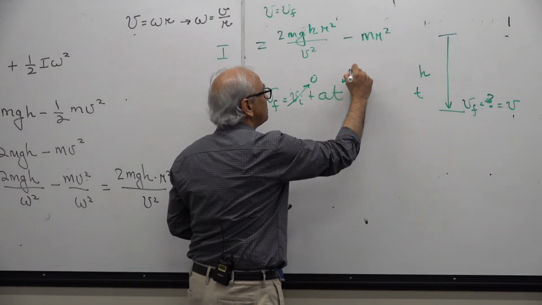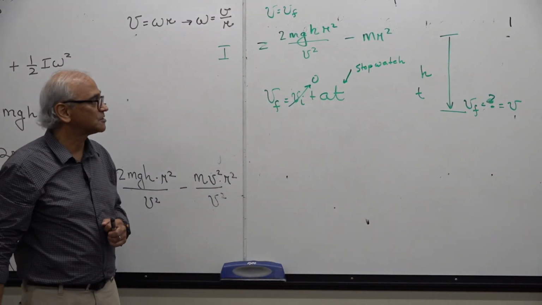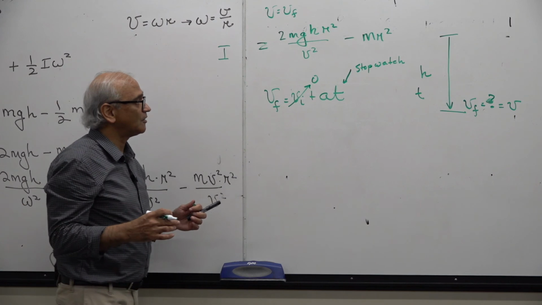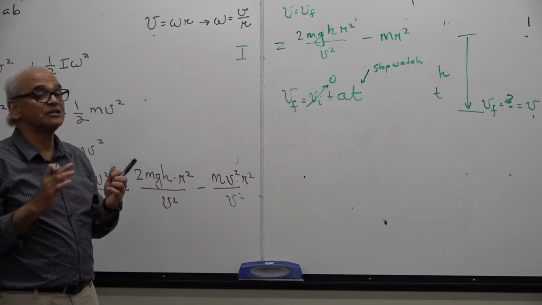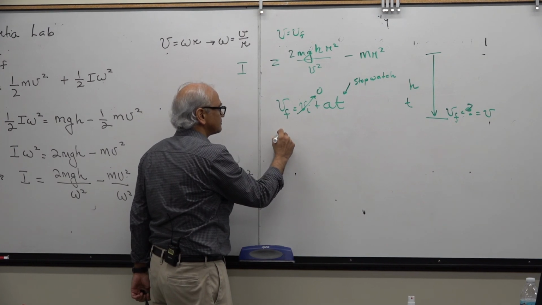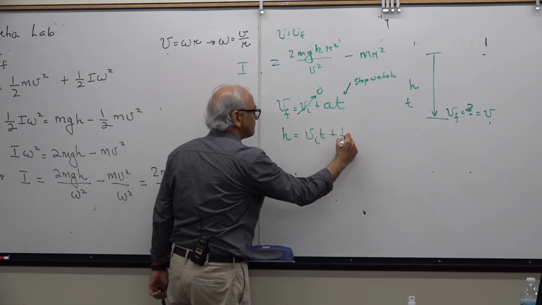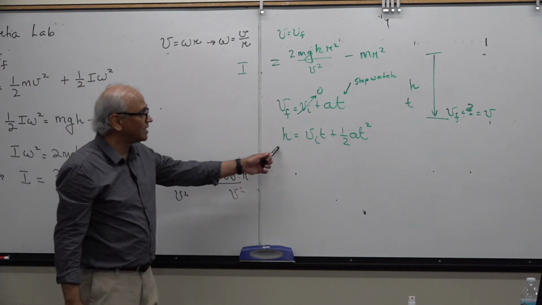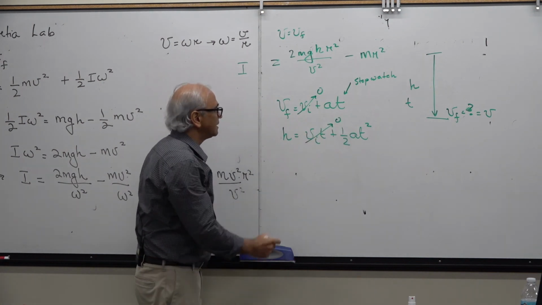Where did I get my t from? I got my t from the stopwatch. I don't know what a is, so I need to figure out from another equation to get rid of a. How do I get rid of a? Well, here is another equation I can use. I know h equals vi t plus half a t square. That's my second kinematic equation. I know h because I measured it. What's my initial velocity? 0. Get rid of that. Now I have two equations.